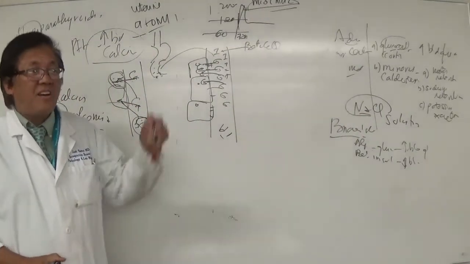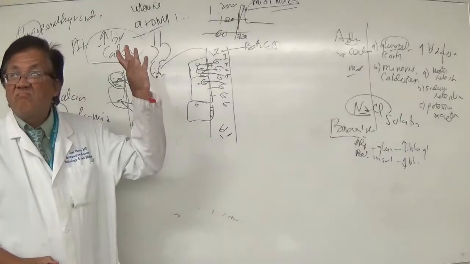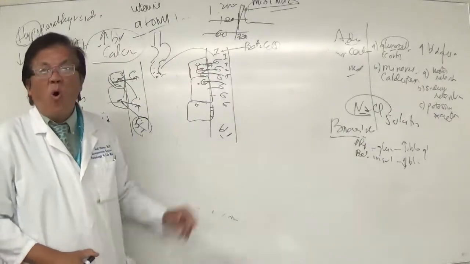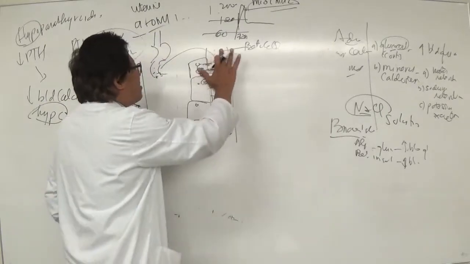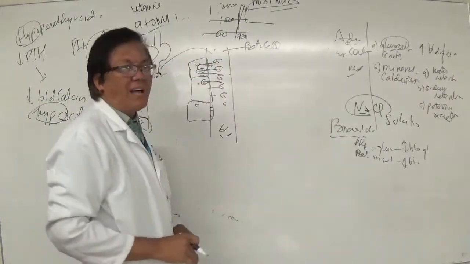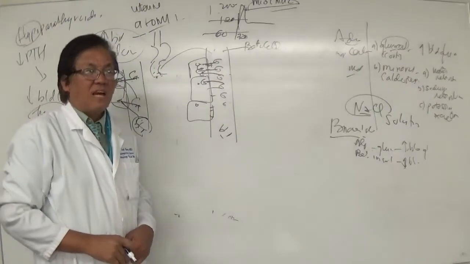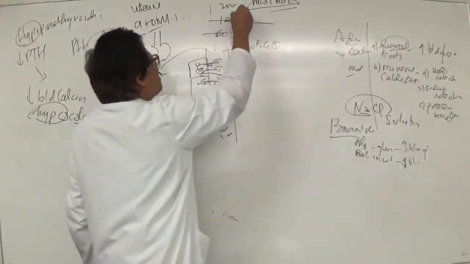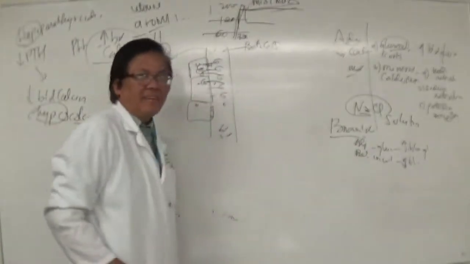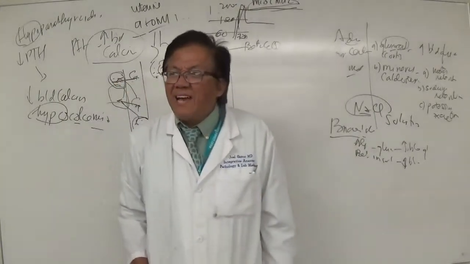Now, what happens if there is no key? Will I be able to open the door? No. I cannot open the door because there is no I, and guess what? Hyper. The glucose cannot enter the cell. The glucose remains where? In the blood. And they will remain what? Hyper. Is that an indication of diabetes mellitus? Yes.